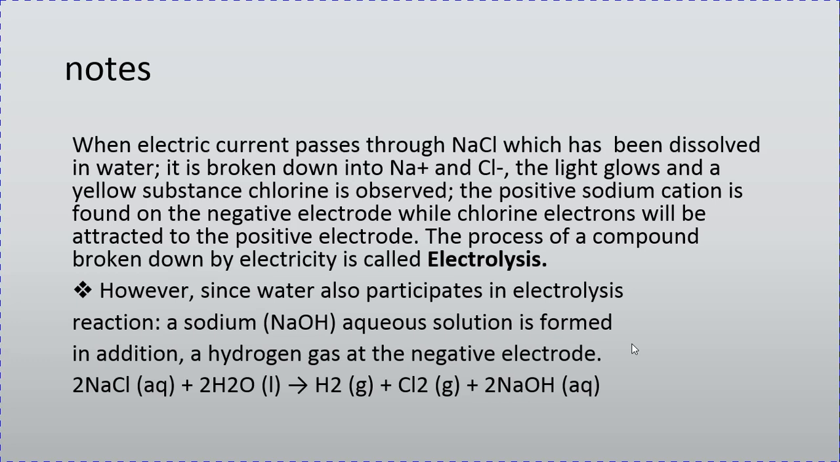However, since water also participates in the electrolysis reaction, a sodium hydroxide aqueous solution is formed. In addition, hydrogen gas forms at the negative electrode. So we see the reaction from the previous image. Sodium chloride reacting with water, H2O, gives, when it dissociates, hydrogen gas and also chlorine and sodium hydroxide.